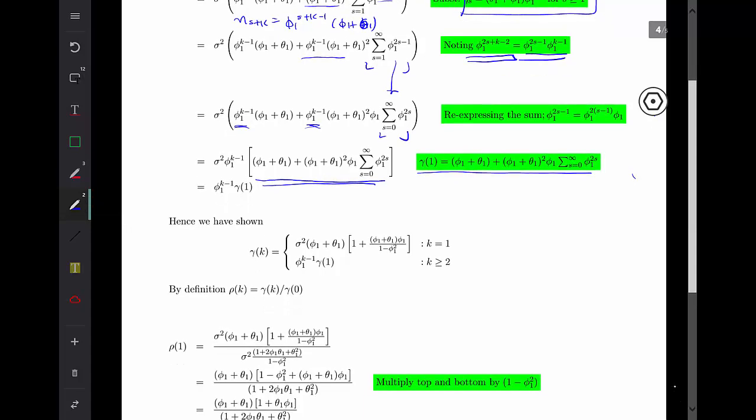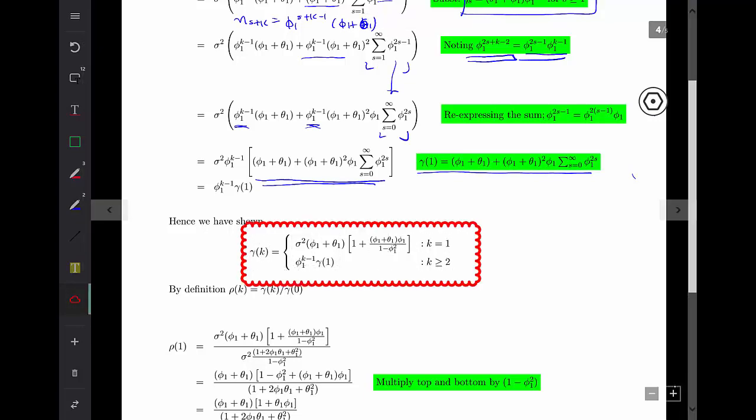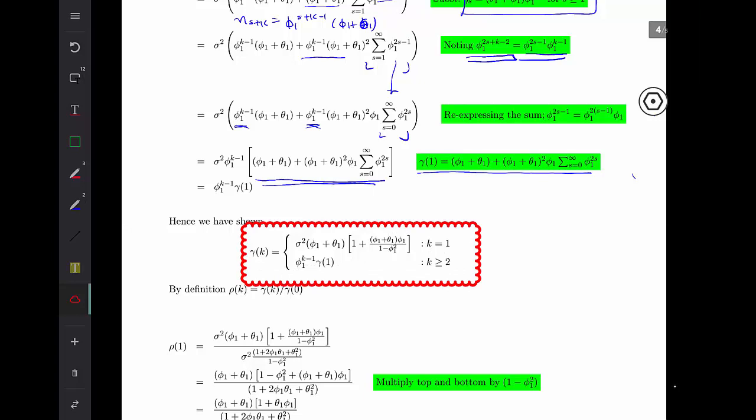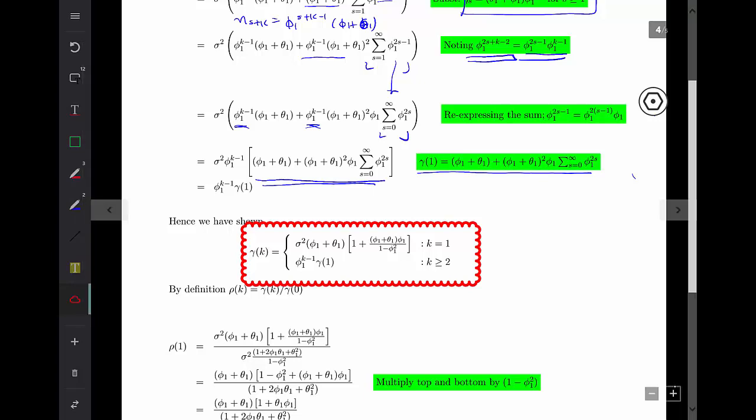Okay, so what we've shown is we've shown all parts of the question now. So we've shown that the covariance function looks like this. We derived it for k equals 1 above, and then we showed for all remaining k greater than or equal to 2, it takes this form here. So this here is the autocovariance function of an ARMA(1,1) process.